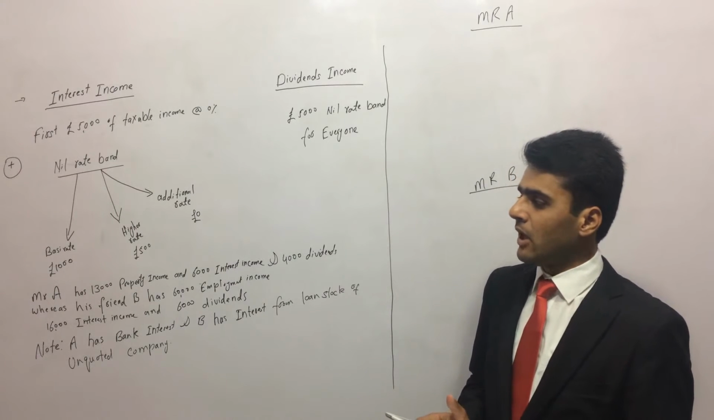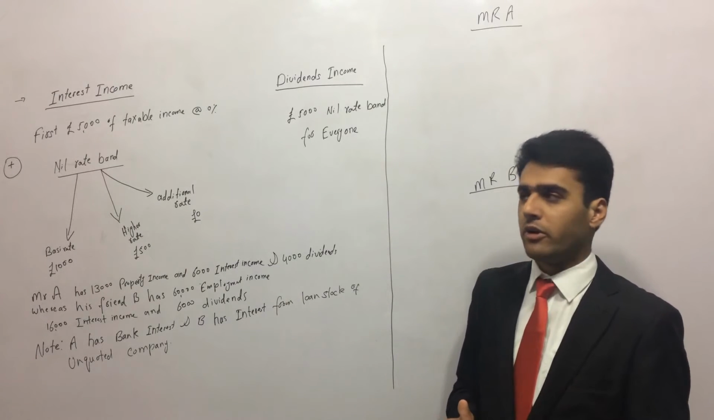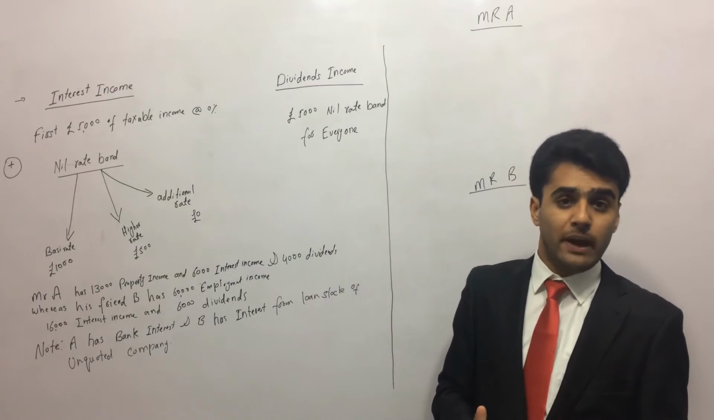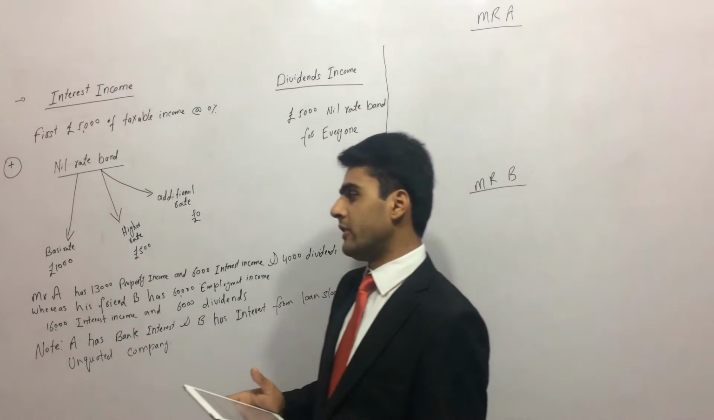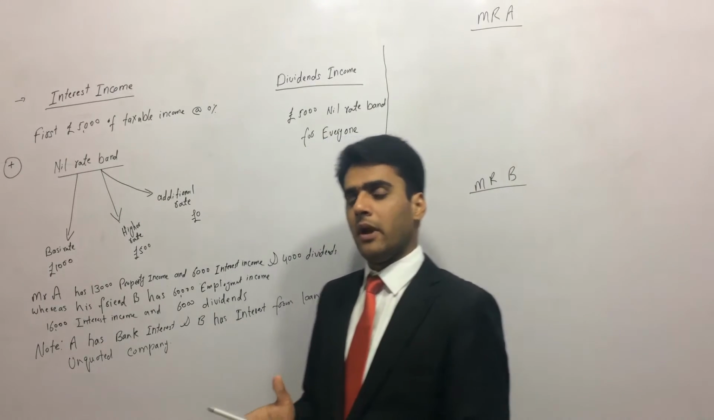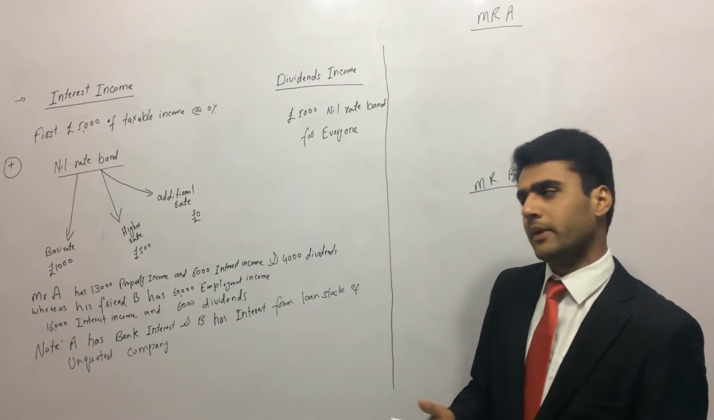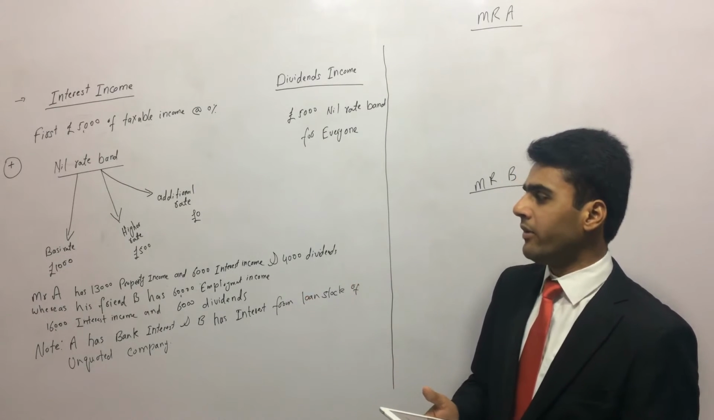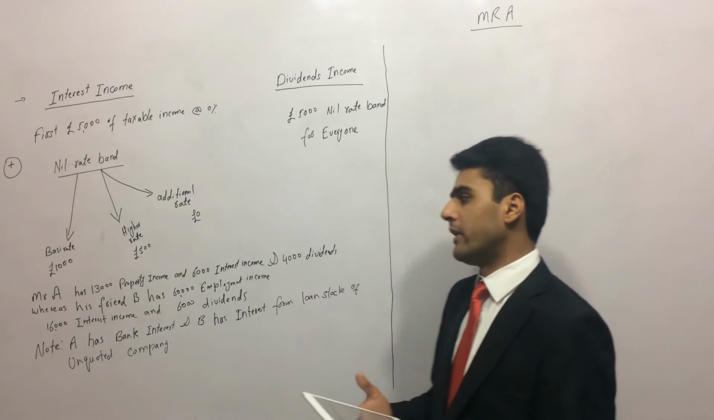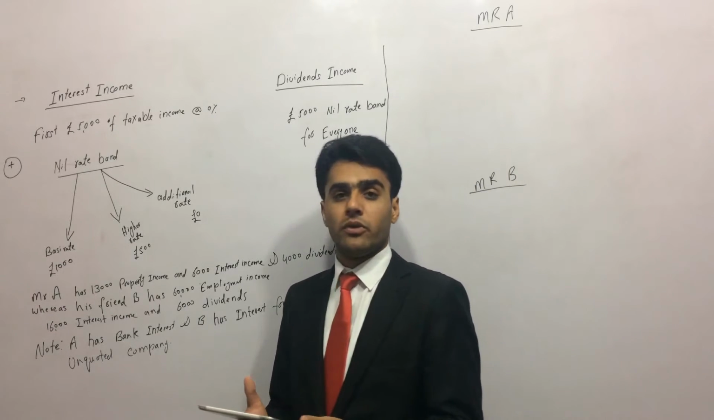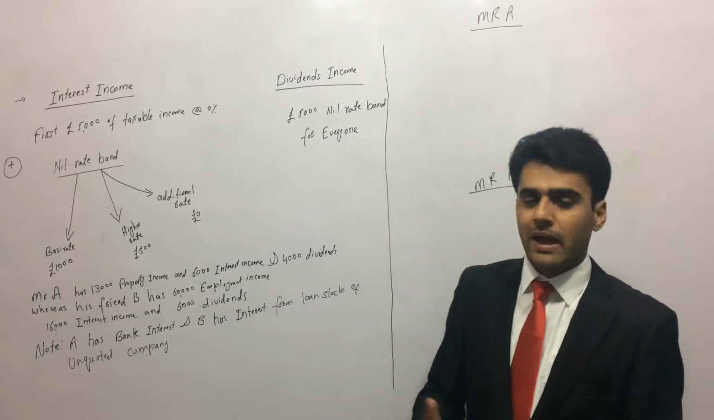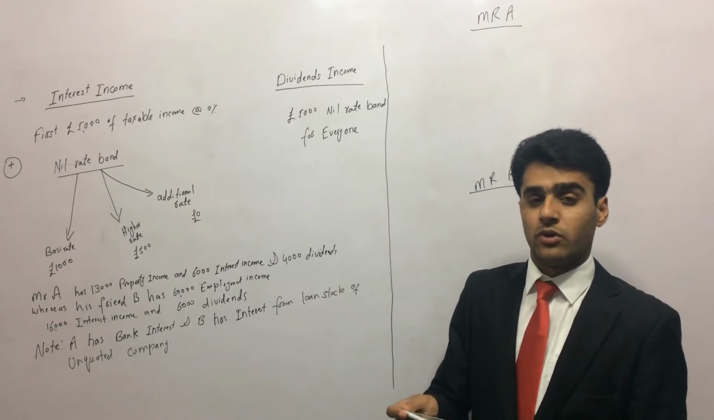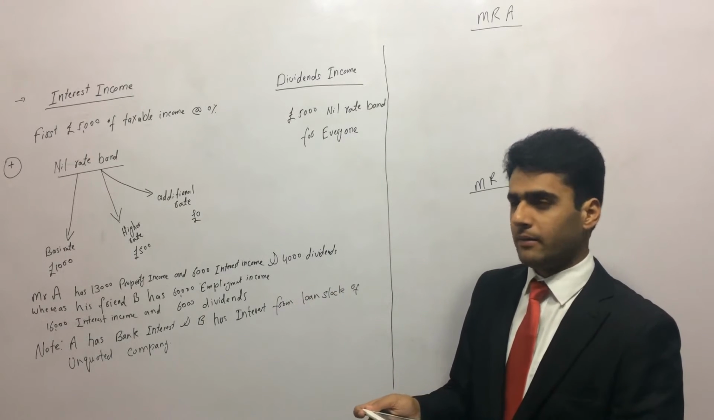So you will get £1,000 of nil rate band if your savings income is within the basic rate band, and if you are a basic rate band taxpayer. And if you are a higher rate band taxpayer, then you will get £500 of nil rate band. And if you are an additional rate taxpayer, you do not have any nil rate band.